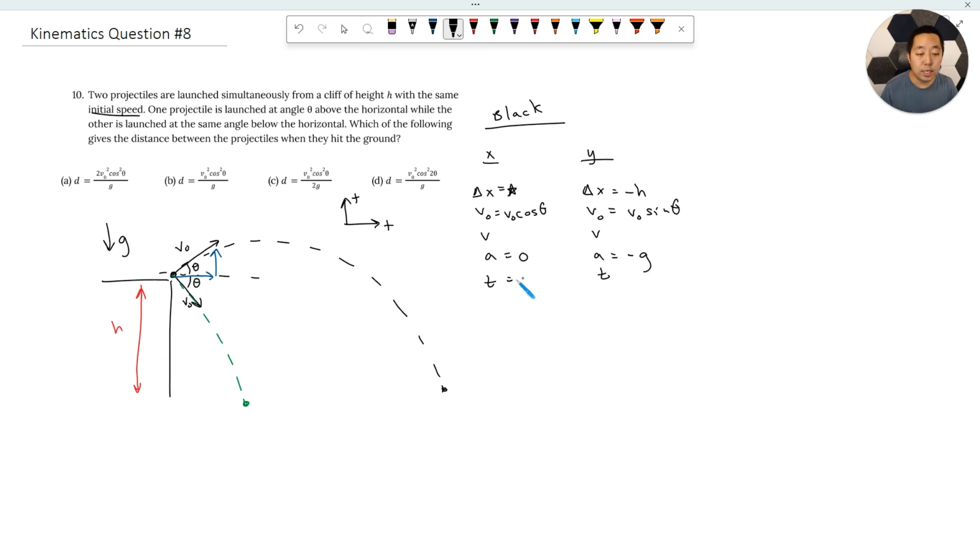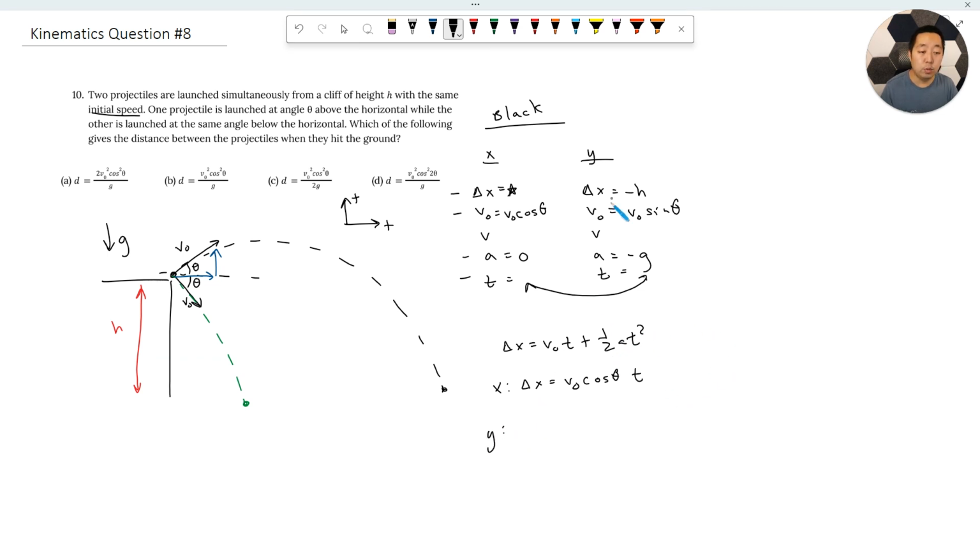Okay, and how I usually connect these things is that the time is shared between these two. So the way you want to think about it is the displacement. What equation is going to connect these quantities is this equation. For the x direction, what does that equation become? It becomes the displacement is v0 cosine theta times t. And then because the a is 0, that zeroes out.